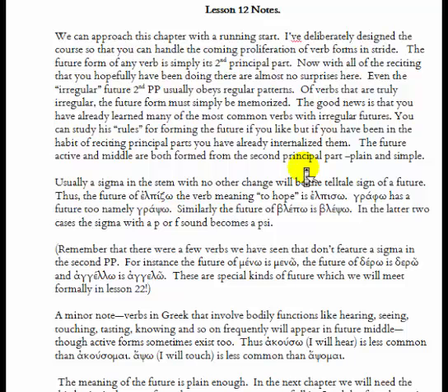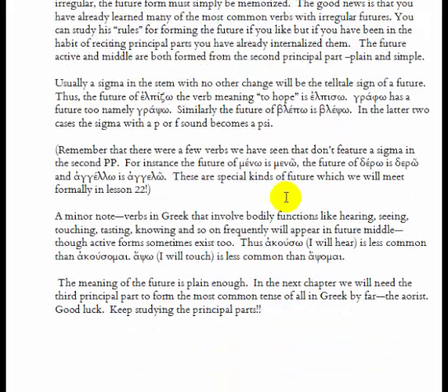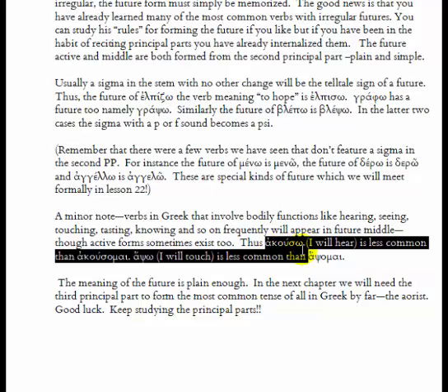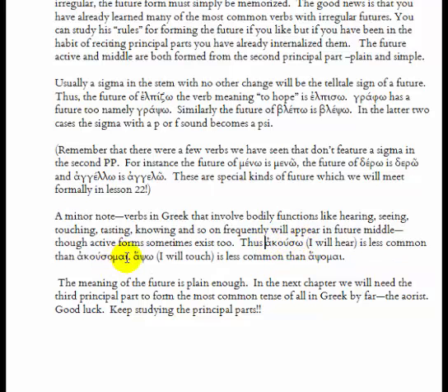Now, I should note also, I don't think he mentions this in the text, but for verbs of sensing or touching, like seeing or hearing, very often you will see that the future will only occur in the middle voice. Akouso, I will hear, you sometimes see that, but probably more often is the form akousomai. It has no difference really in meaning. It's just that's the form you typically see. Horao, I don't think we've seen that yet, the verb for see. The future for horao is opsomai. It's also a future middle.